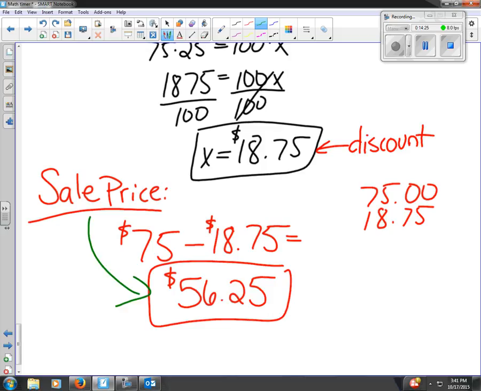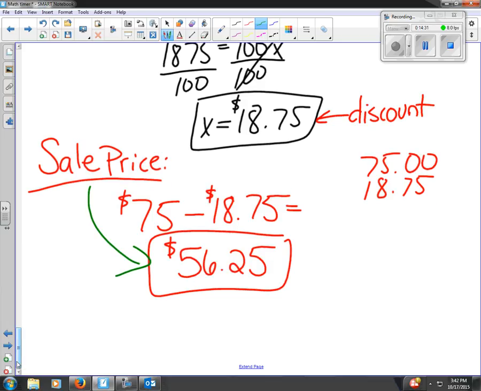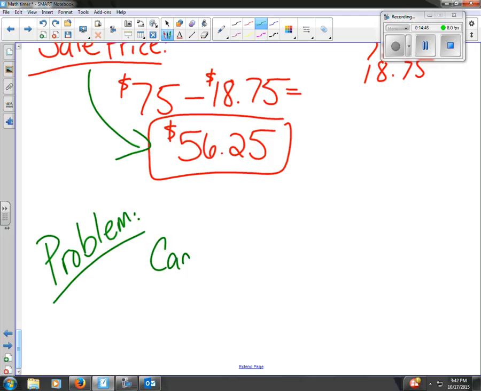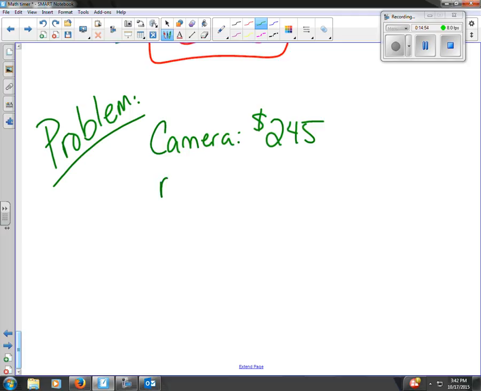So when it says find the sale price, you need to make sure you subtract that discount or you're going to get the wrong answer. Not hard to do, you just have to pay attention. All right, so problem for next class. I'm going to give you a camera that costs $245. The markup is 10%. So what is the selling price?